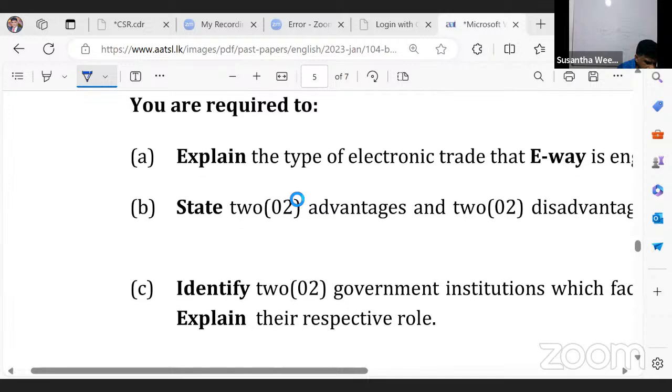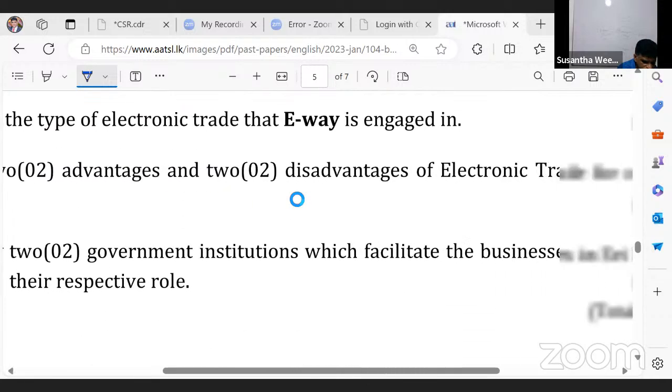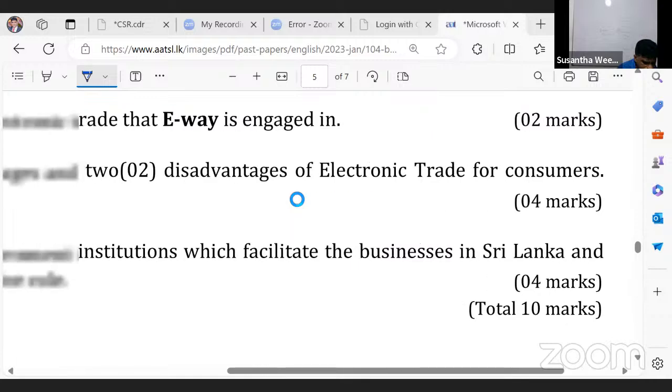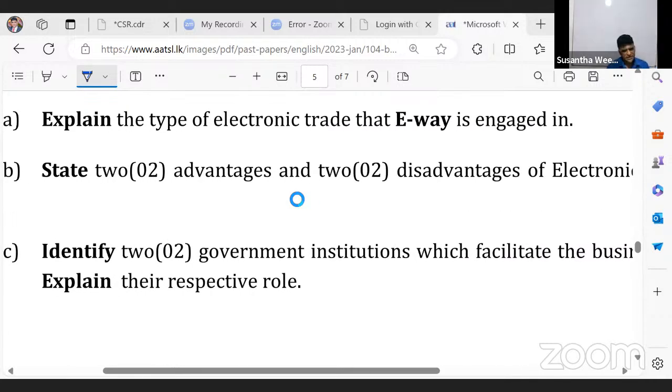State 2 advantages and 2 disadvantages of electronic trade for consumers. What are the advantages? Customers can be involved in trade anytime, any place. Maybe at night, it does not matter that the shop is closed. That takes place online, and they can do their transactions 24/7 as well as from any place.